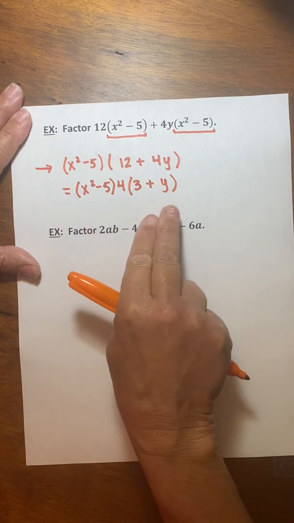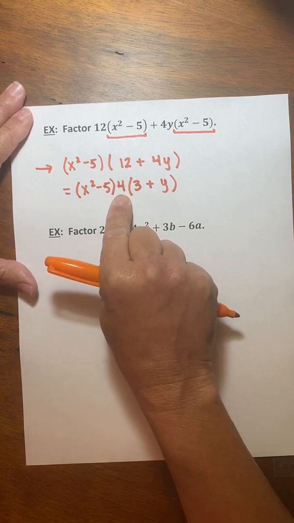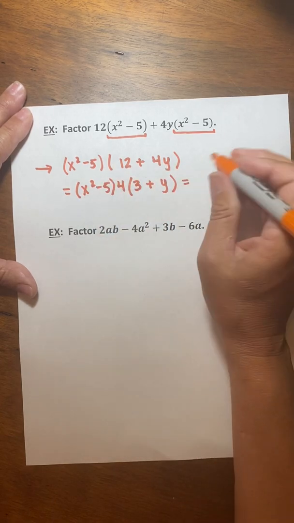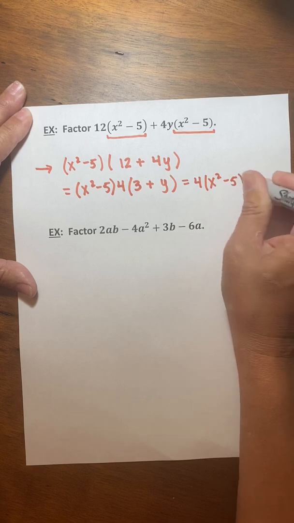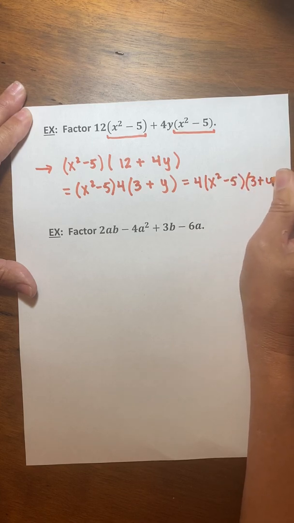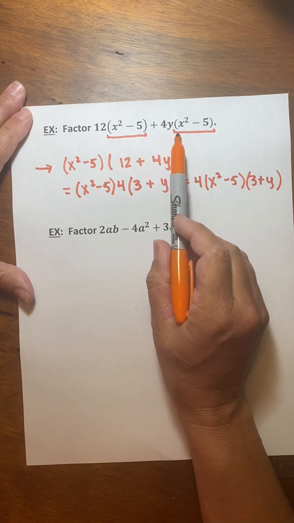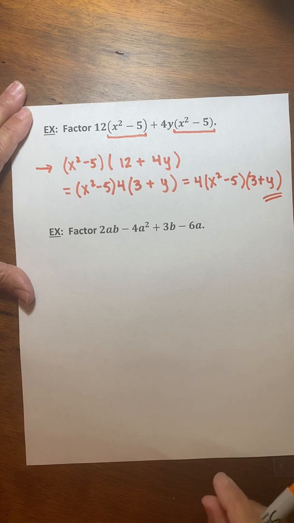Now we typically don't write it in this order. If we have a factor that is a singleton, or what we call a monomial, we tend to pull that out front. This is not incorrect, it's just not visually pleasing. So 12 times x squared minus 5 plus 4y times x squared minus 5, completely factored, is 4 times x squared minus 5 times 3 plus y.